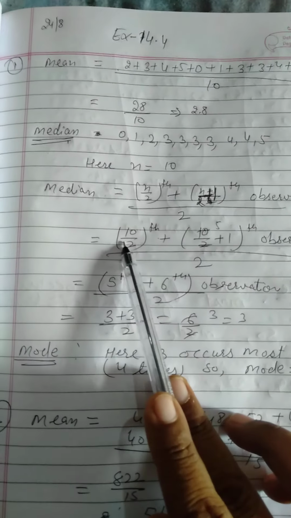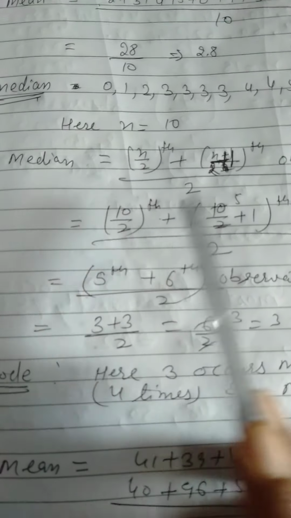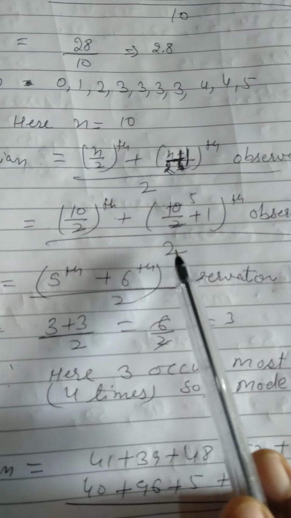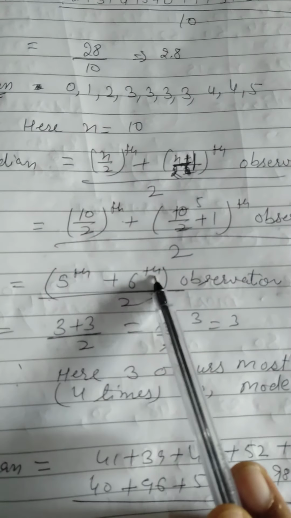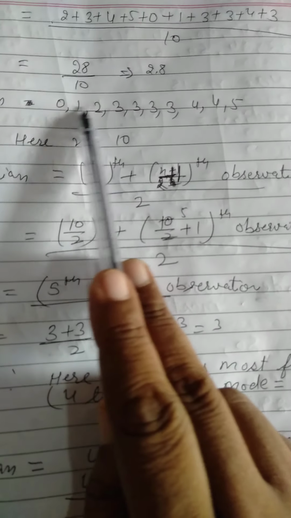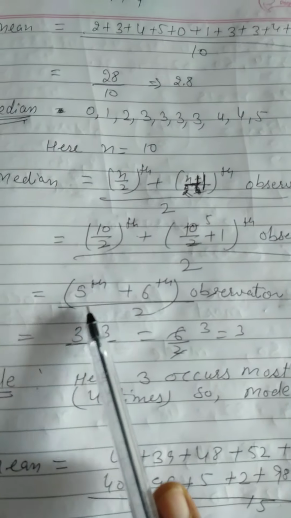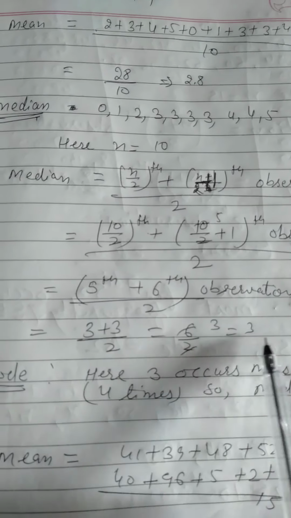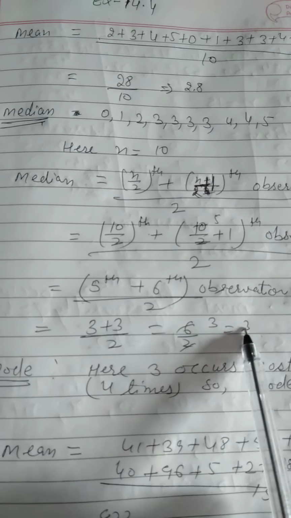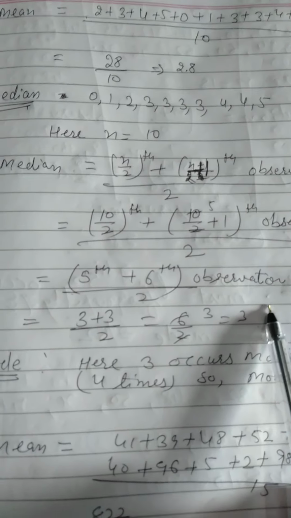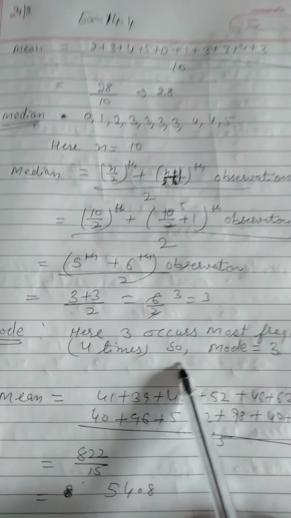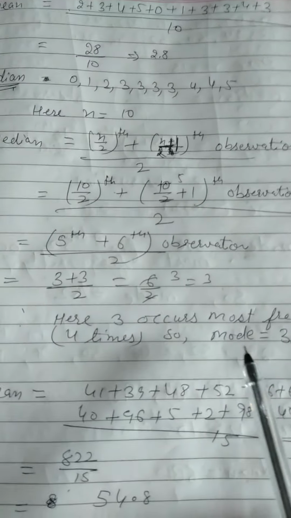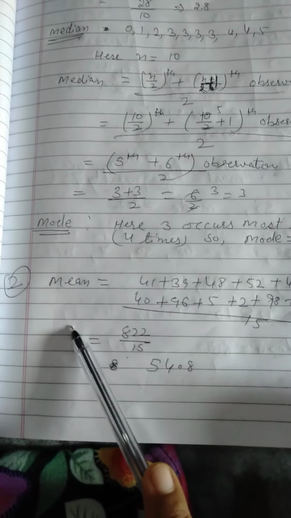So n is 10 here, so you will write the 10 by 2th term and the 10 by 2 plus 1th term, and divide by 2. So this is the 5th and 6th observation. You can see the 5th and 6th observations are both 3. So 3 plus 3 divided by 2, you will get 6 by 2, that is 3, right? So this is the only difference from the previous method. And the mode is the most frequently occurring number. You see 3 comes 4 times, so 3 is the mode, right?